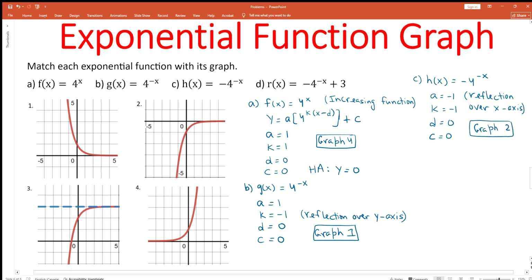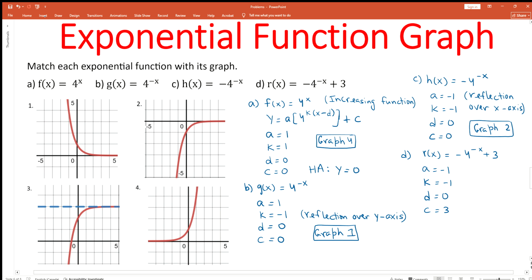Now we can analyze the function in part D. r(x) equals -4 to the power -x plus 3. In this function, the base is 4. If we compare the general transformed equation with this function equation, we can see that a is equal to -1, k is equal to -1, d is equal to 0, and c is equal to 3. The difference between the function in part C, h(x), and the function in part D is the c value. It has changed from 0 to 3.